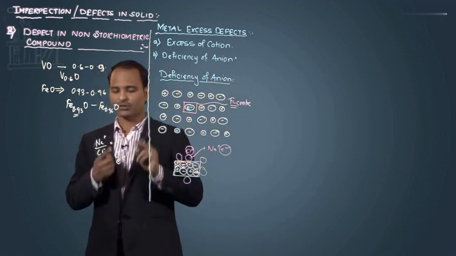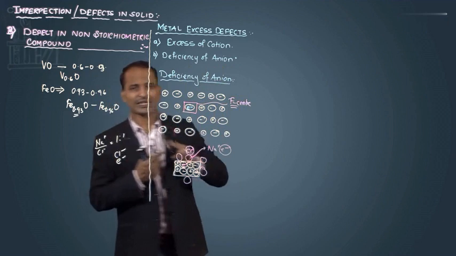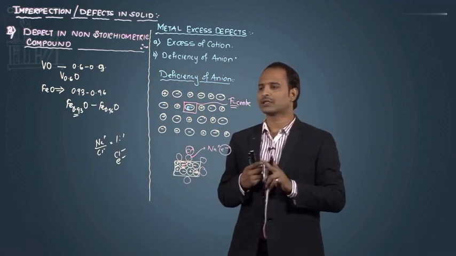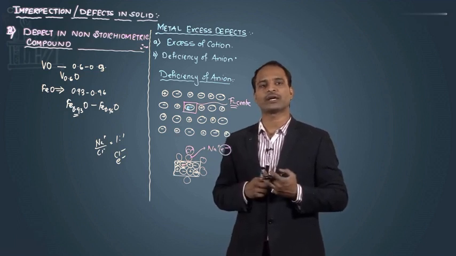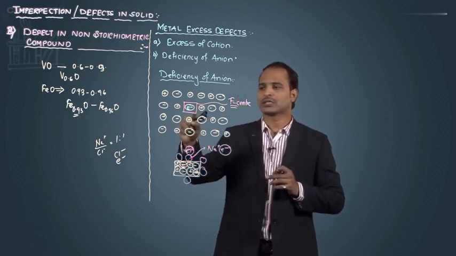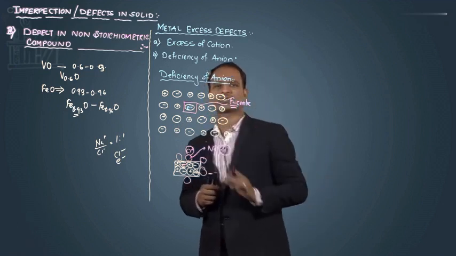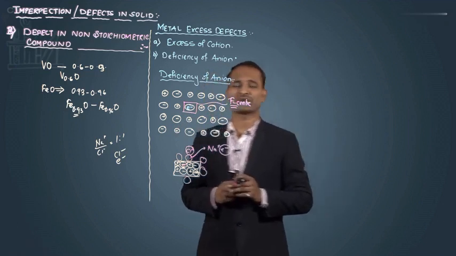Since there is an electron, there is an excitation of the electron, meaning the color of the compound keeps on changing. And the second thing is that electrical conductivity is also increased, since there are electrons. So this is about the first one, the deficiency of anions.